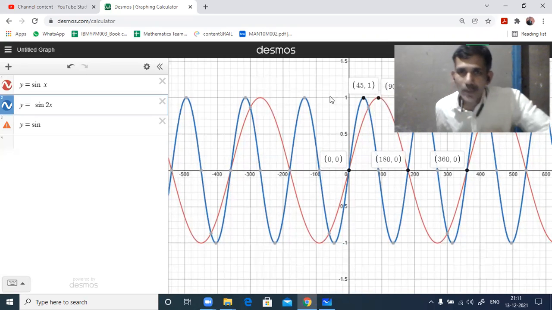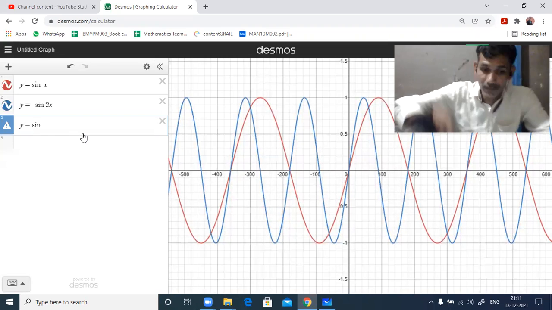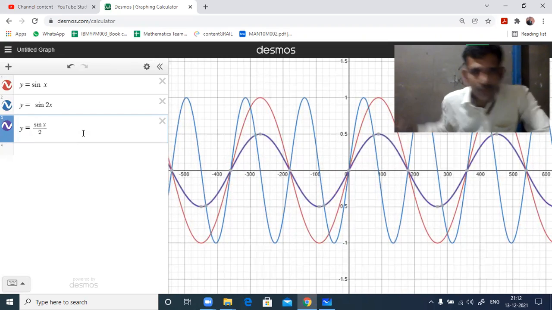Okay. Invariant to y-axis means, see, which one will remain the same? The y coordinate will remain the same. The X coordinate will change. Okay, the amplitude remains the same. Amplitude is one unit only everywhere. Even if you reduce that angle to half, that time what happens we will see. X by 2. Then see.